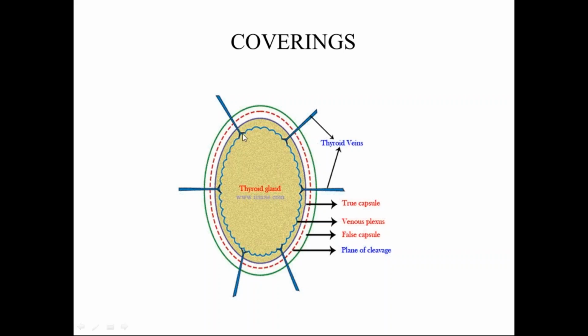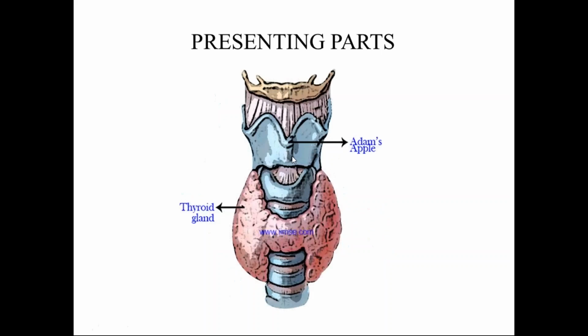Even the veins can get cut and that will lead to heavy bleeding. There will be a lot of blood loss, profuse blood loss that will lead to further complications. So to avoid this blood loss, you should remove the thyroid gland without incising the inner true capsule. Beneath the false and true capsule, you have the thyroid plexus of veins. A lot of importance is there. Okay. Next, we'll talk about the presenting parts.